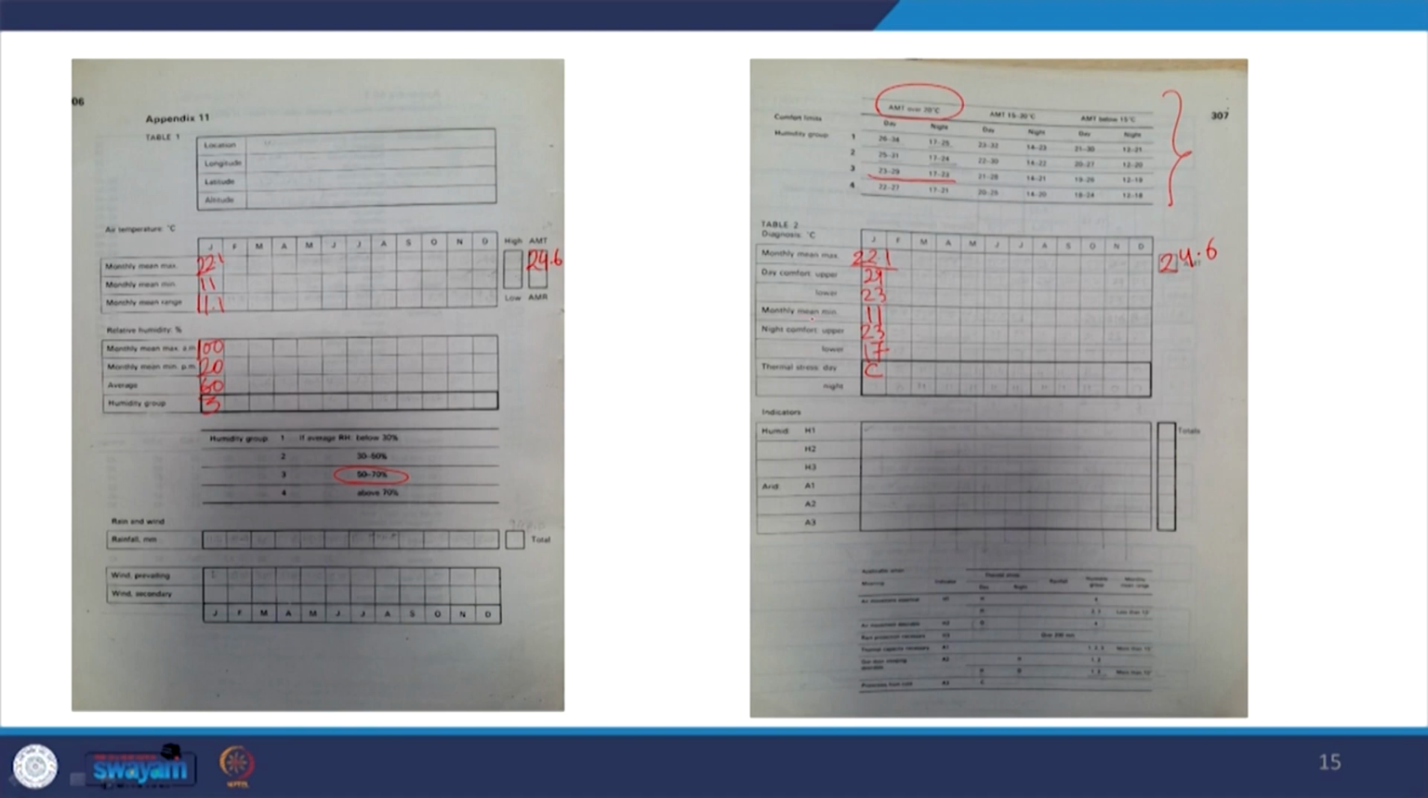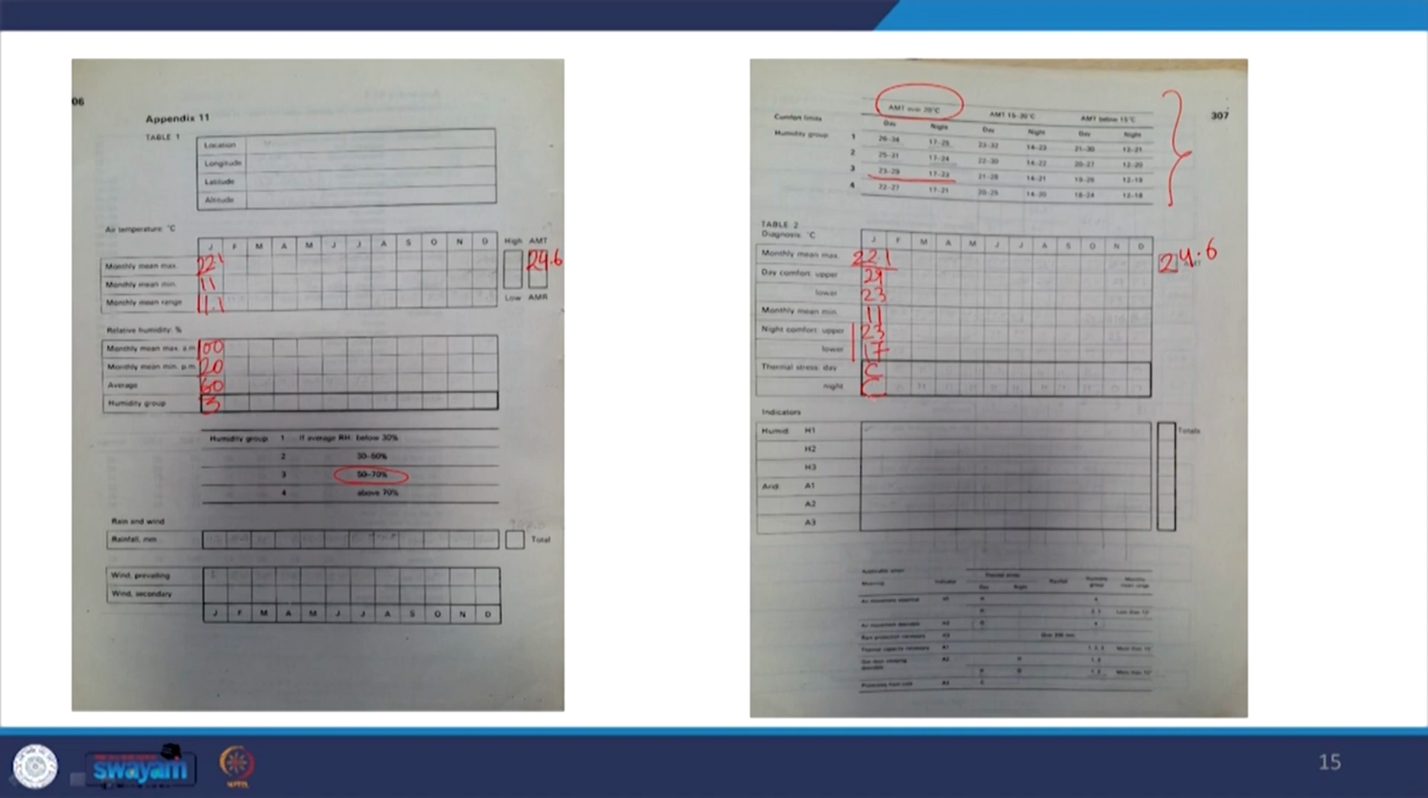Same we do for the monthly mean minimum, which is 11, and we compare it with this range of night temperatures. If it lies between these two, it is O. If it is higher than 23, which is the upper limit, it is H, and if it is lesser than this, it is C. So, we see that for a hot dry climate like Jaipur also, January is actually a cold month.